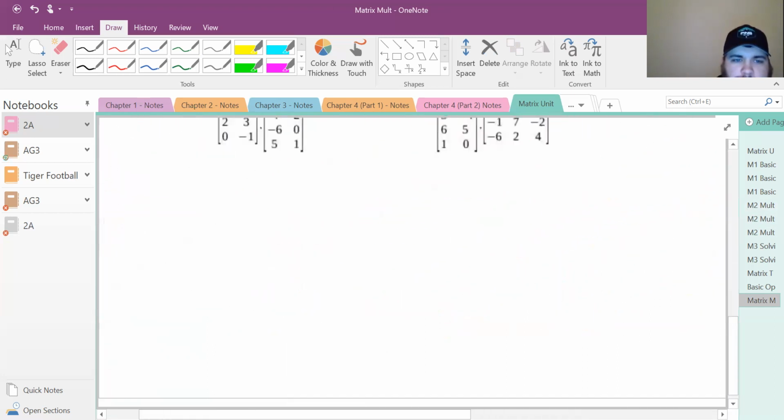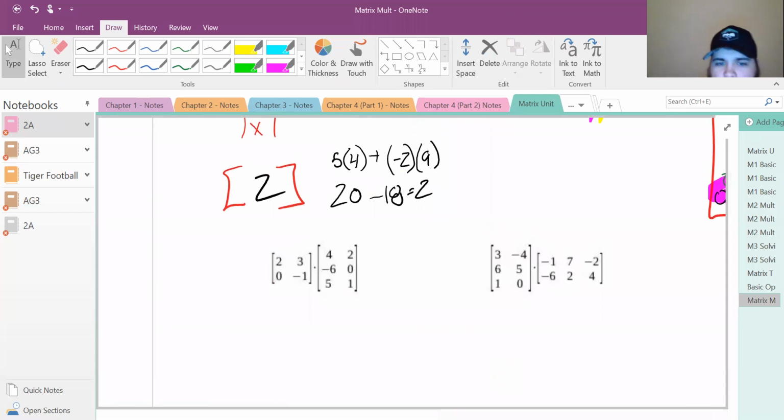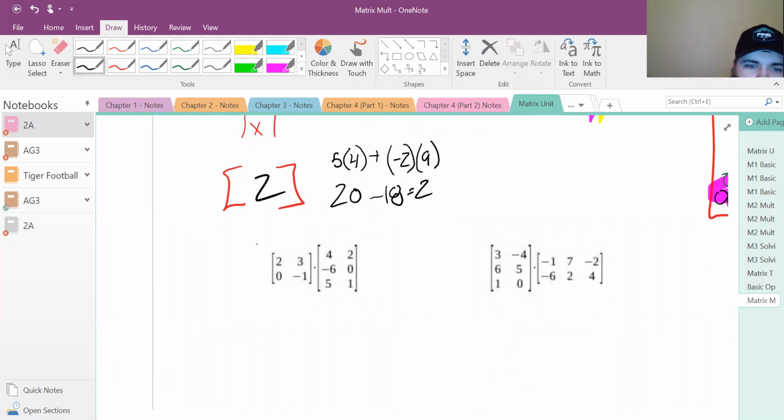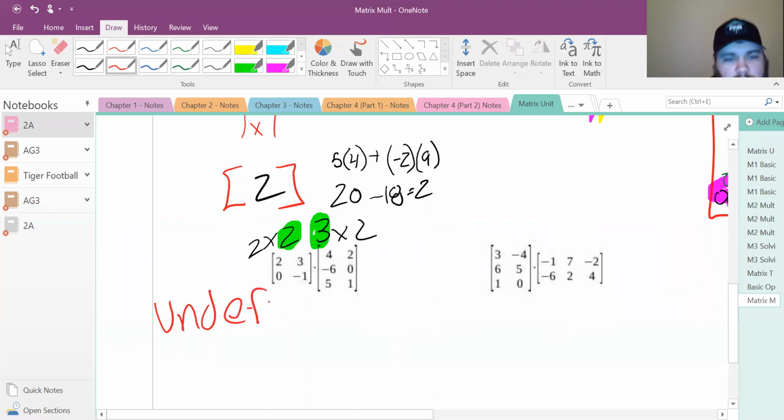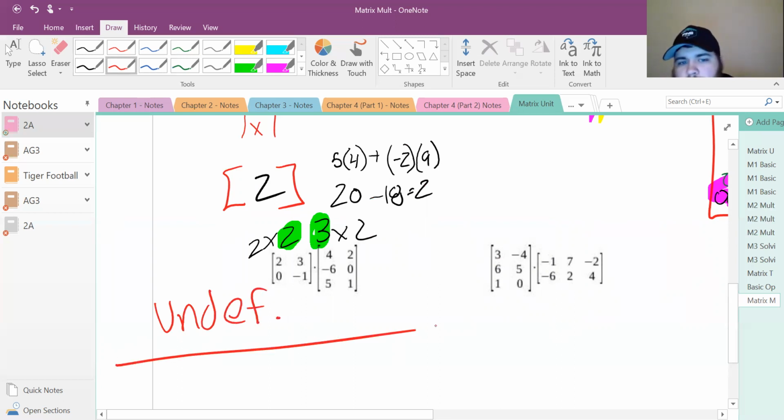All right, here we go. Next one. Okay, first things first, first step. Can we do it? Let's go over the dimensions. We have a 2 by 2 multiplied by a 3 by 2. Can we do it? Do these two numbers match up? They don't, right? So these are the easy ones. You guys should thank me if I give you these. All you gotta do is put undefined. Why is it undefined? Because these two numbers do not match up.